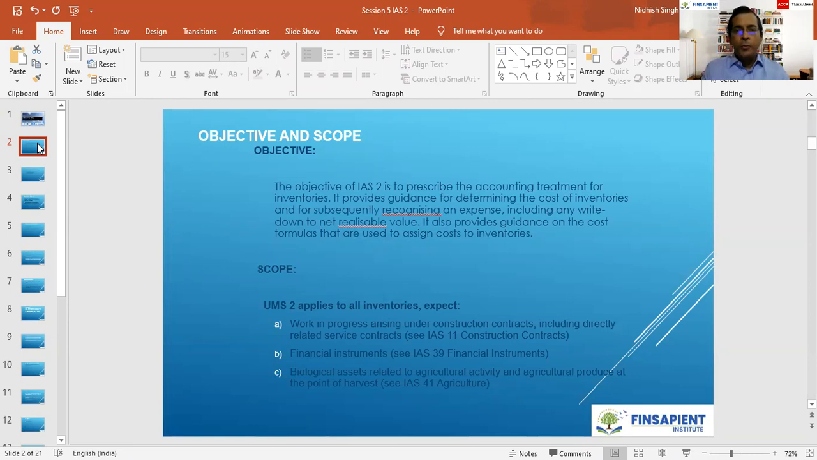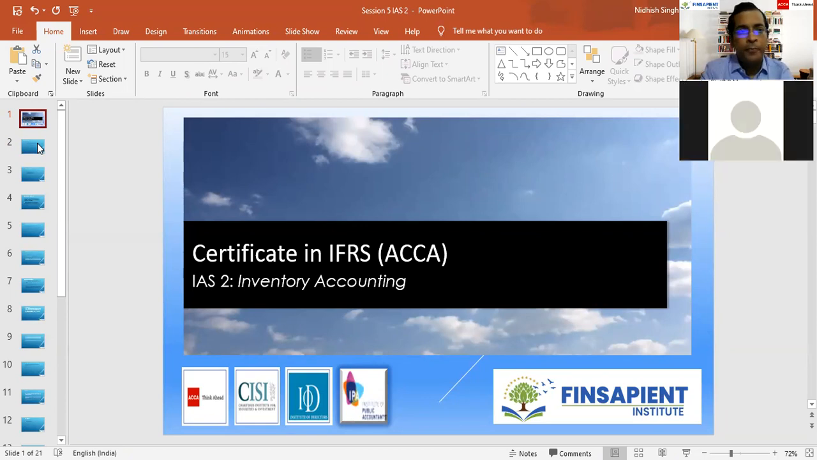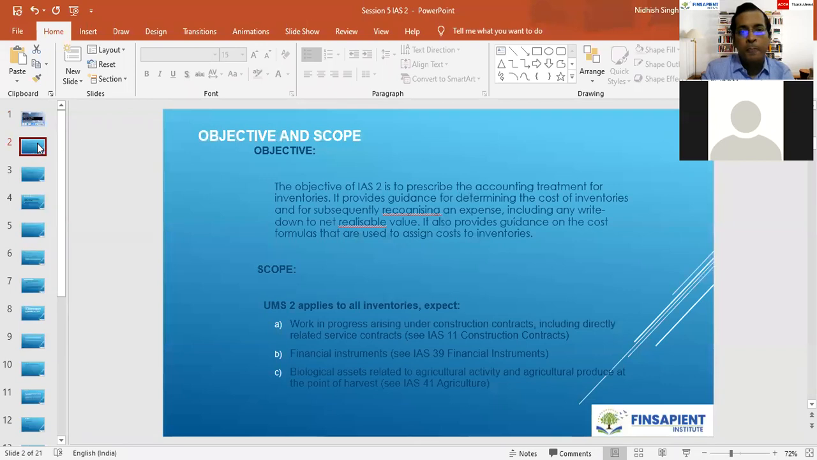Okay, do you see the screen now? So this is for IAS 2 inventory. Yes, Nitish. Okay. Yeah, we can see.